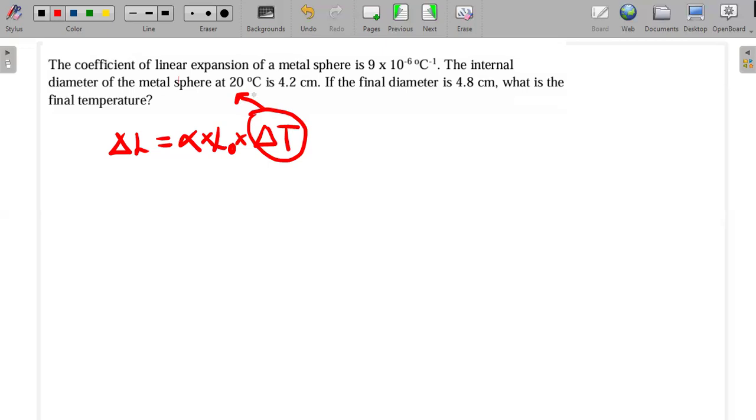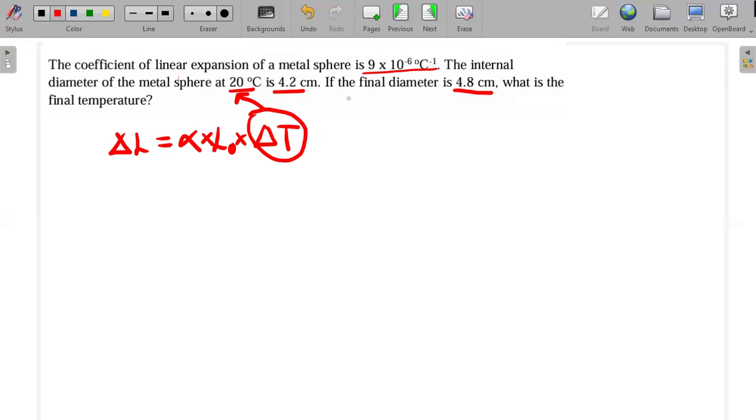But how are we going to do that first? Let's change this form of the equation into the equation we're going to use to find the change in temperature using the diameters that we've been given. So we have initial diameter, which is 4.2. We have initial temperature, which is 20 degrees Celsius. We have final diameter, which is 4.8. Then we have the coefficient of linear expansion, which is 9 times 10 to the power minus 6.